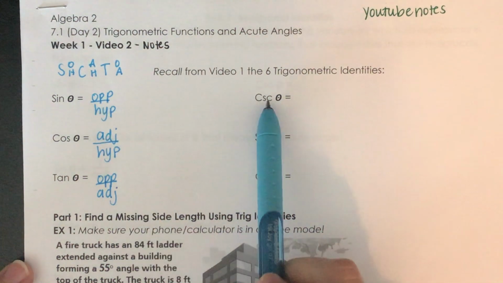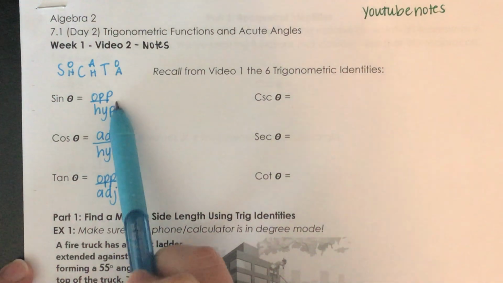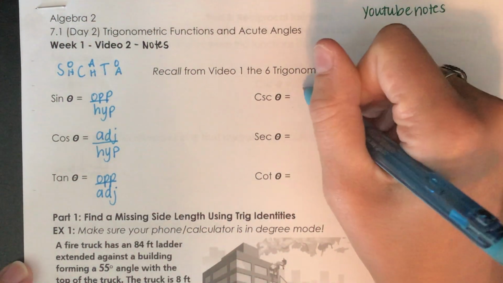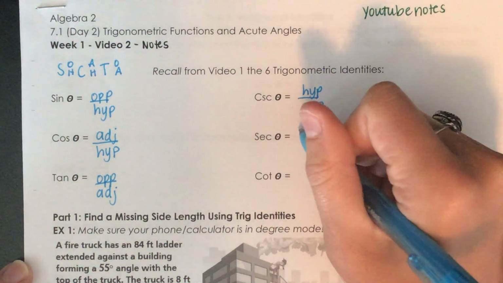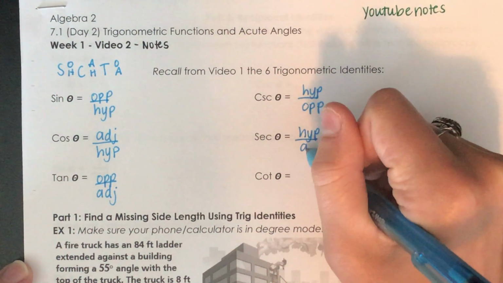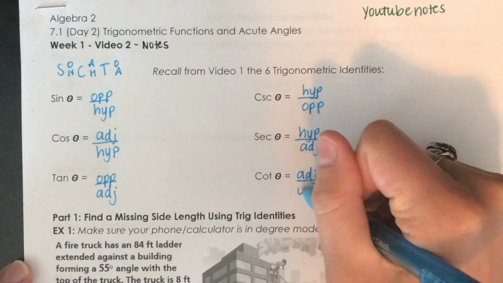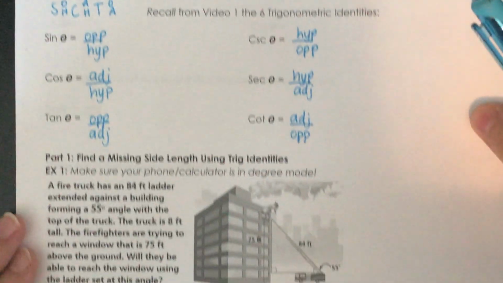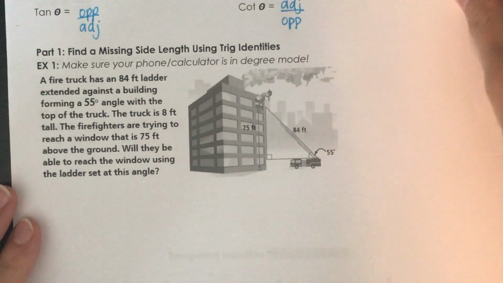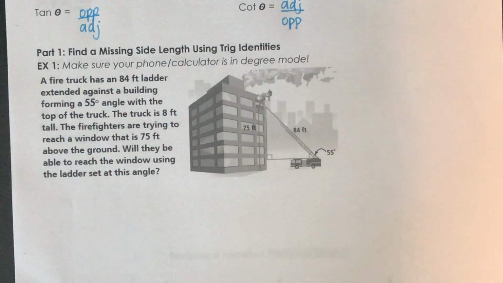And then the other ones are the reciprocals, so we just take the 2 ratios, the 2 terms, and we flip them. So cosecant is hypotenuse over opposite. Secant is hypotenuse over adjacent. And cotangent is adjacent over opposite. So it's important to know those 6 trig functions in order to do the problems that we're going to do today. So our first part is we're going to find a missing side length using some of those trig identities.